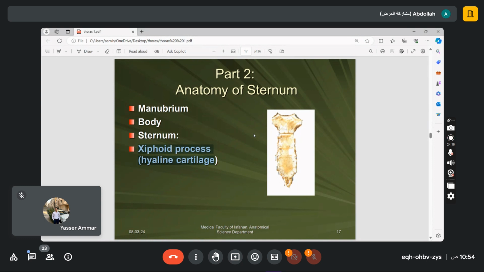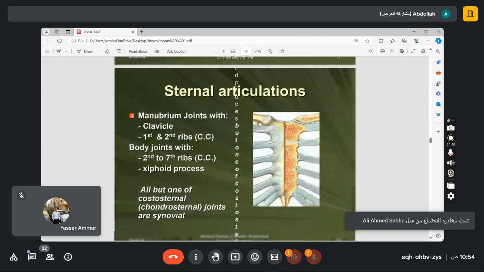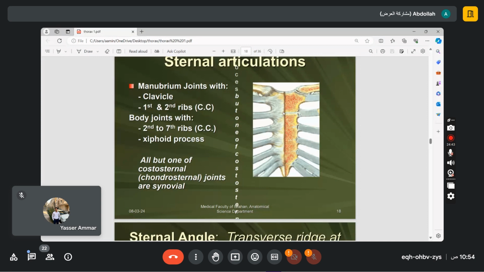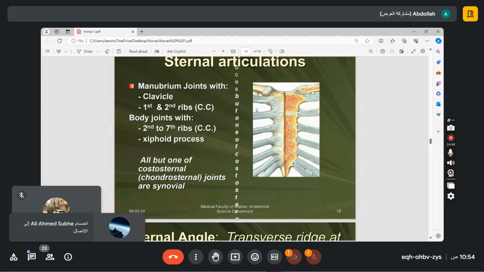The finding of the ribs, or counting of the ribs, is important. Why? Because of surgery. So this angle is important. By this angle you can count the ribs. How? Because this angle is located in line with the second ribs. Look at here. This is the angle, and this is the second rib. When you find the second rib, you can easily count the first, second, and other ribs.